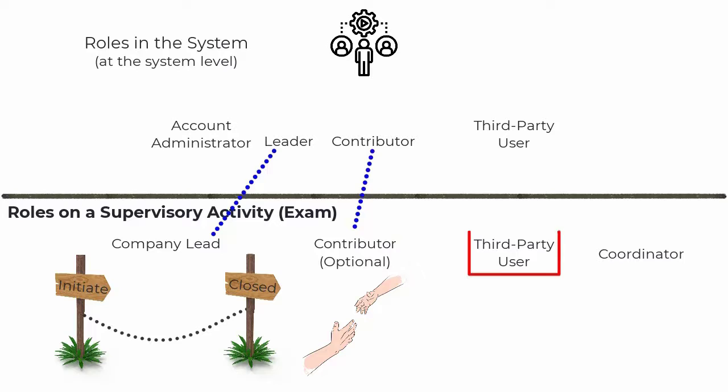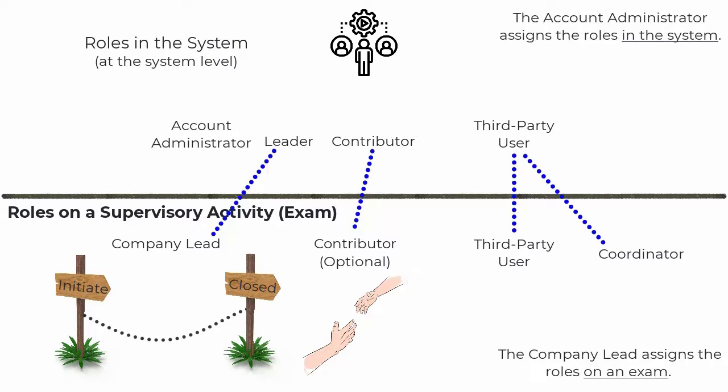If there's a third-party user that needs to participate on a specific exam, the account administrator will need to assign that person the role of third-party user in the system, and that will allow the company lead to add that person as either a third-party user or a coordinator on the exam. Additionally, if the company lead decides that it's better to have the third-party user communicate with the agency, then they could also reassign the company lead role and give it to the third-party user.